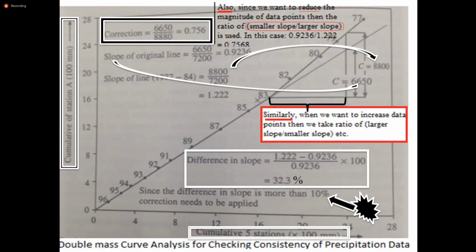If you want to increase it, then use the large slope divided by the small slope. And that gives you the correction. And apply that correction to each of these values to get the corrected value.